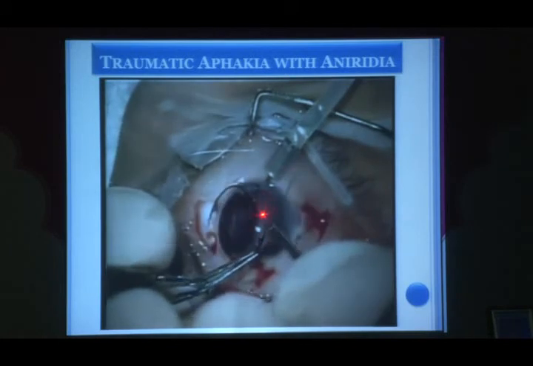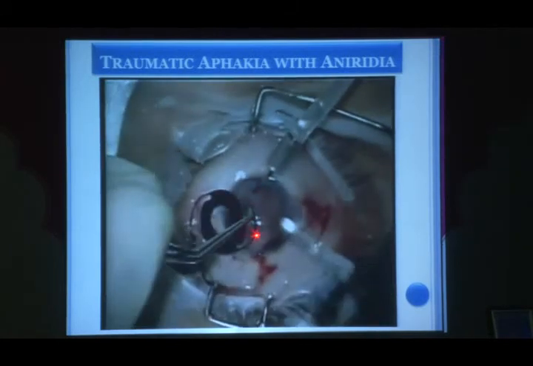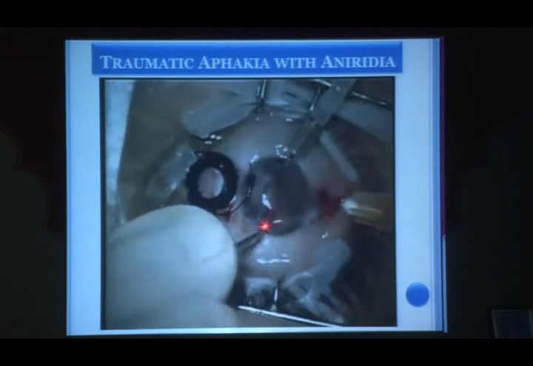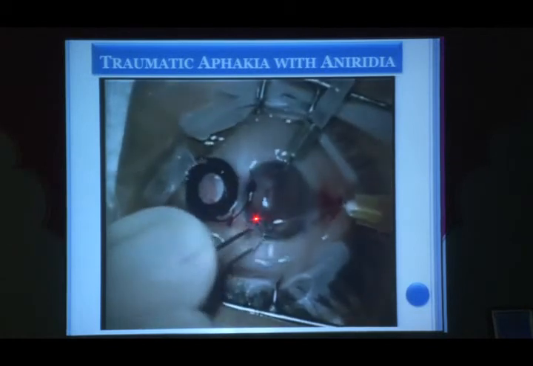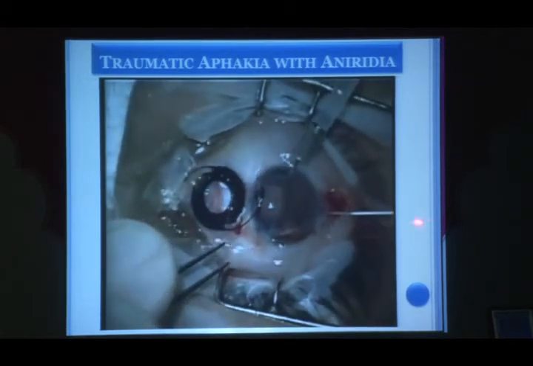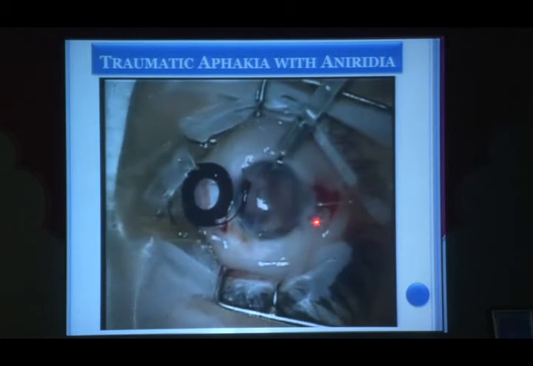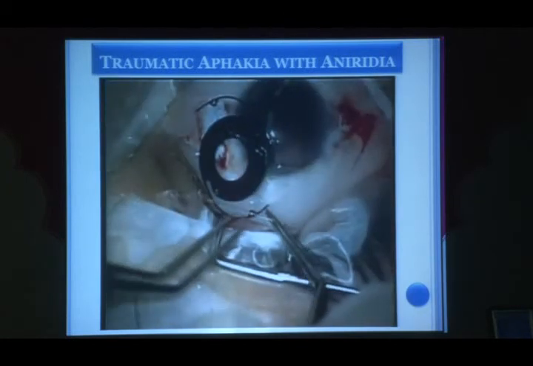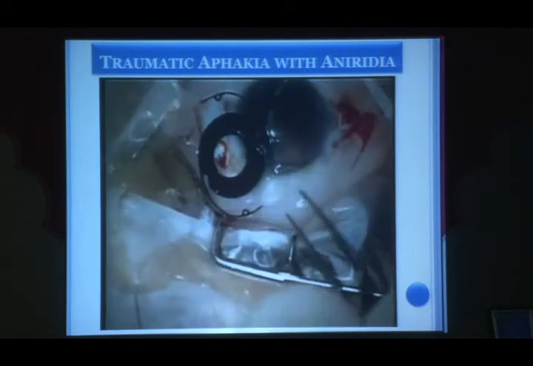Then it is taken out, and then multiple knots are tied around the eyelet of this haptic, and then this needle is again docked into a 26-gauge needle introduced into the scleral groove and taken out. The same thing is being done with the other haptic.